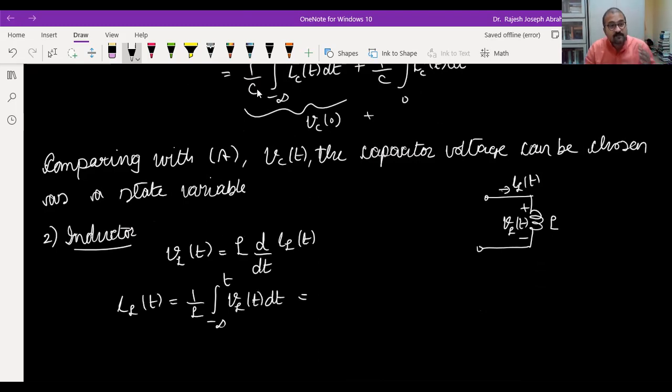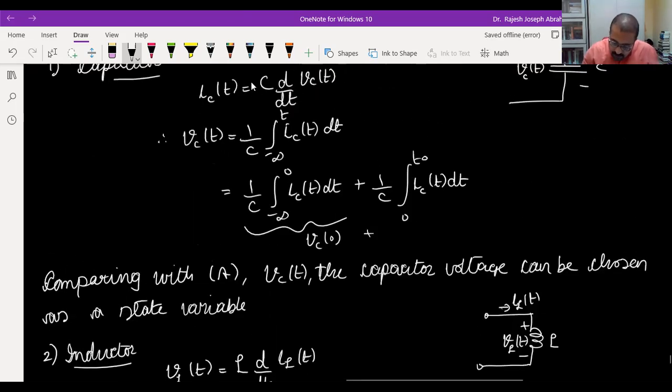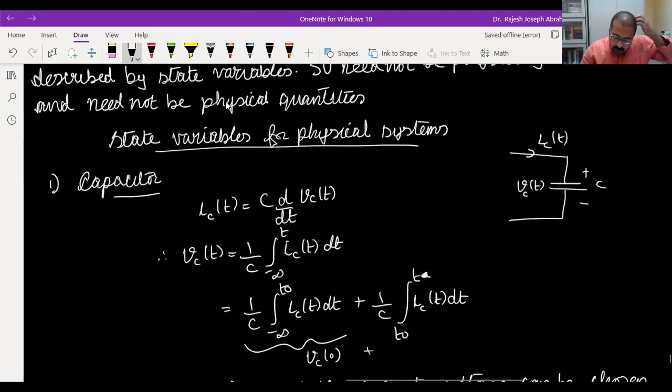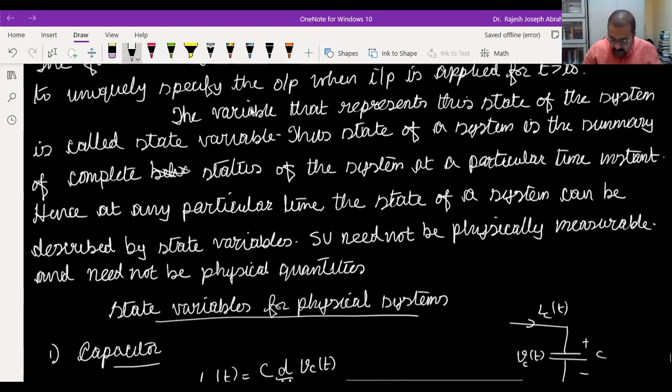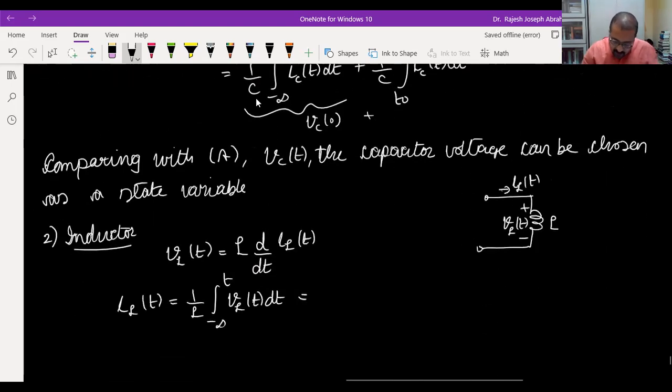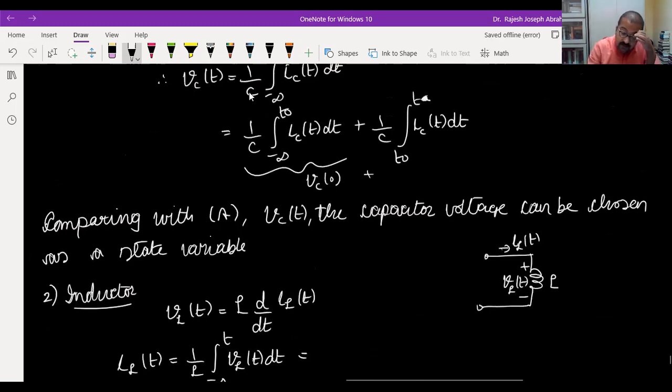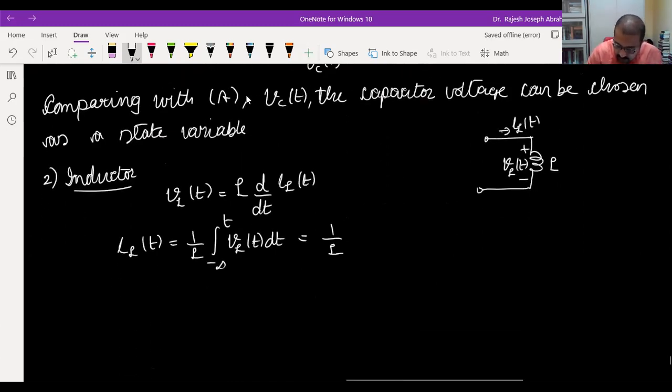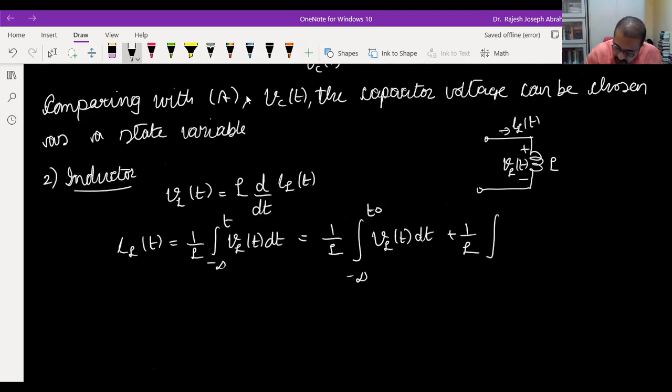Again, as before, it can be split into two. I will take the initial time to be t naught: minus infinity to t naught and t naught to t. Please note that there was a correction there. The initial time is taken to be t naught, and from t naught to any instant of time t. So again, this can split into two: 1 by L into integral minus infinity to t naught VL dt, plus 1 by L into integral t naught to t VL dt.